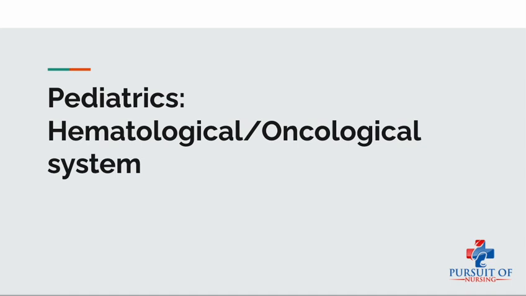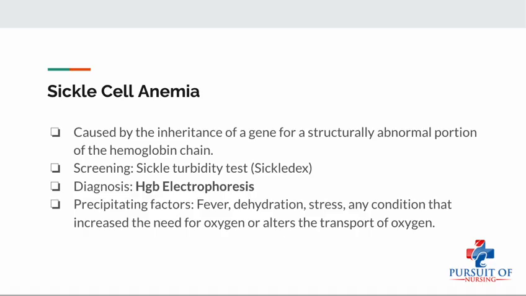Hematology and oncology in children. So sickle cell anemia. Sickle cell anemia has a high incidence in African Americans. It's caused by the inheritance of a gene for a structurally abnormal portion of the hemoglobin chain.